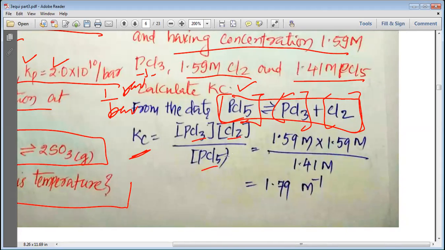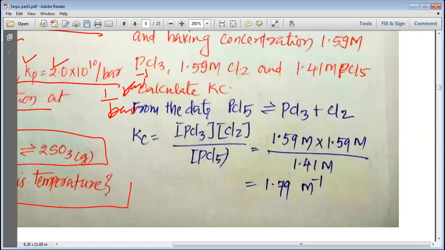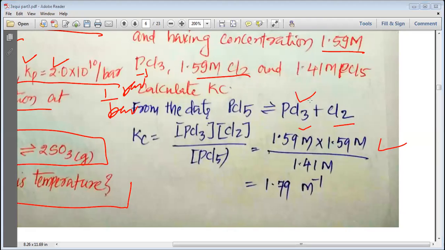Let us put all the values of the concentration which are given. For PCl3 they have given 1.59 molar. For Cl2 they have given 1.59 molar, divided by 1.41 molar for PCl5. By solving this problem, we can find out 1.79 per molar.